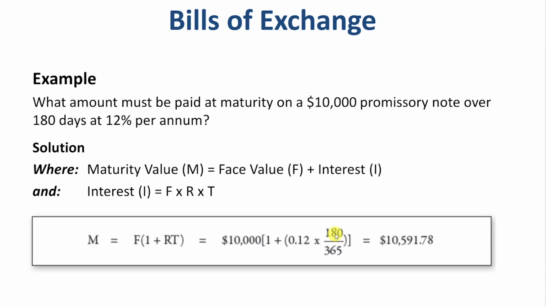And we are only doing half a year, so 180 days divided by 365 days, and therefore your maturity value to be paid is $10,591.78. That's relatively simple.